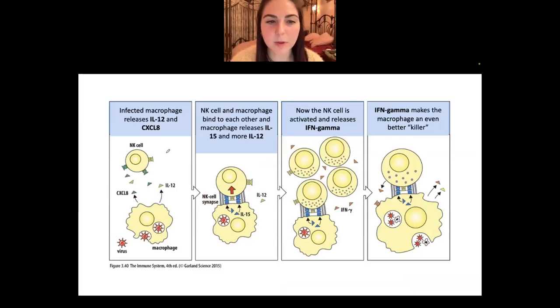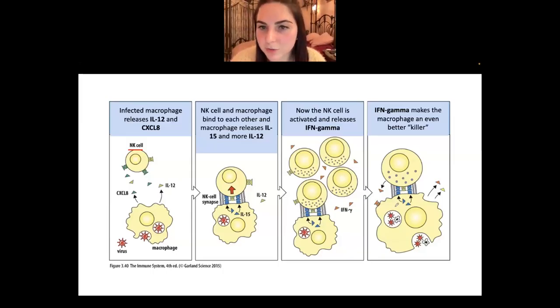So here is just a little bit more on IL-12 and CXCL8. So here's your macrophage, it ingested a virus. And again, we'll talk about NK cells, but NK cells are like the T cells of the innate immune system. So they're really good at clearing out viruses, which we'll talk about in a little bit. So this macrophage is going to secrete IL-12 and CXCL8. The NK cell is going to come into contact with it. It's going to release more IL-12. They're just going to go back and forth.